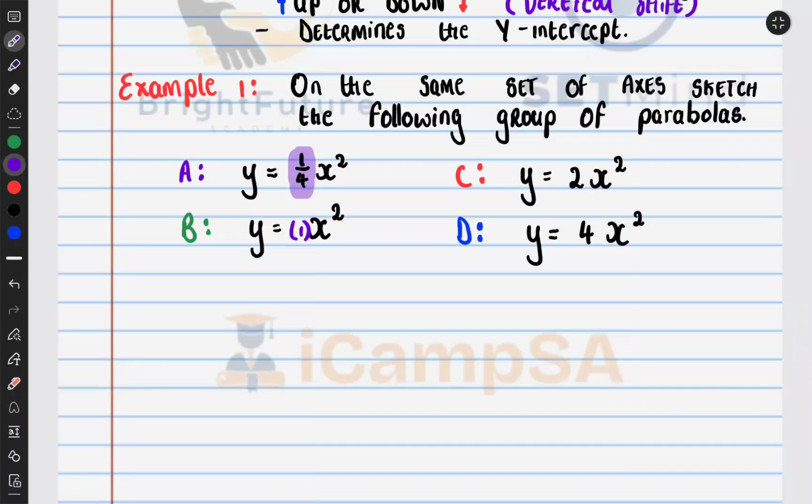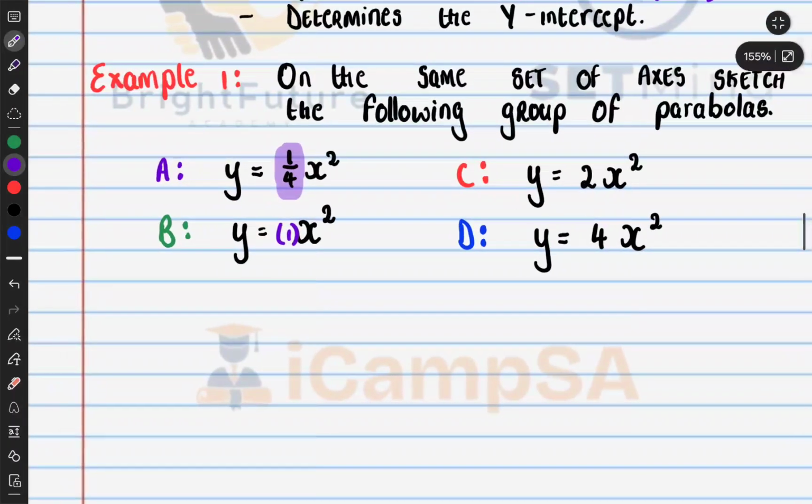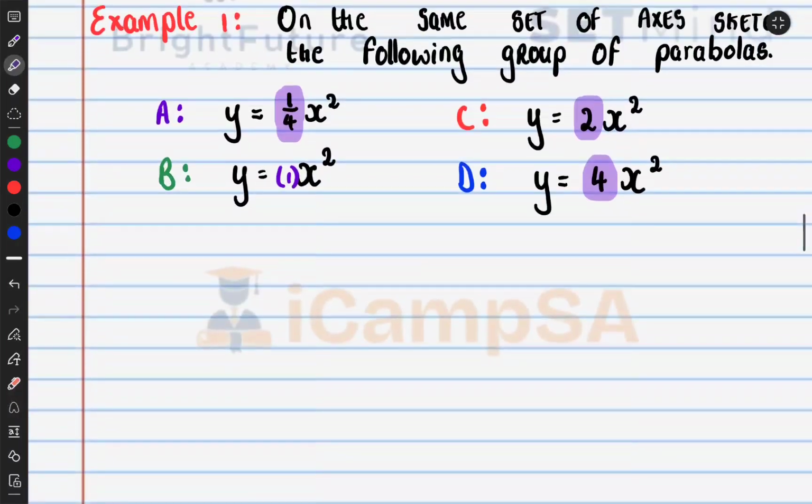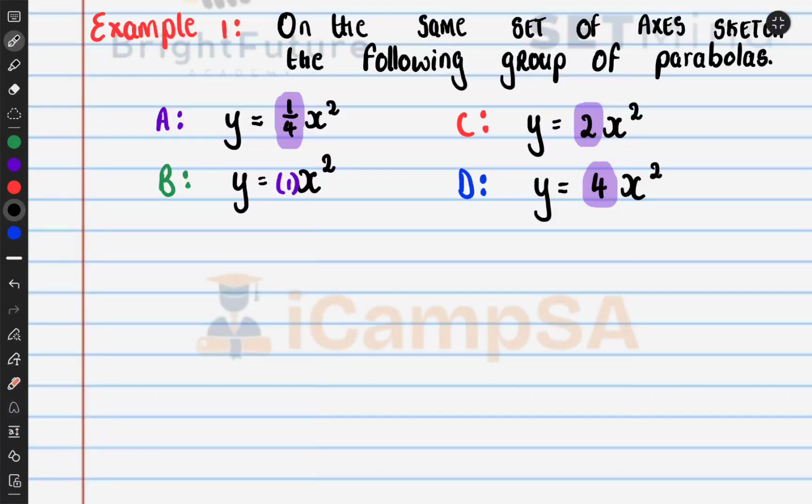The coefficient of the second function, 1, is actually greater than 1 over 4. And then we go to function number 4, which is y is equal to 2x squared. The value of a is 2. And then for the last function, the value of a is 4. As you can see, the value of a increases from a, b, c, and d, so I just wanted to clarify that. And then now let's go ahead and sketch these functions.